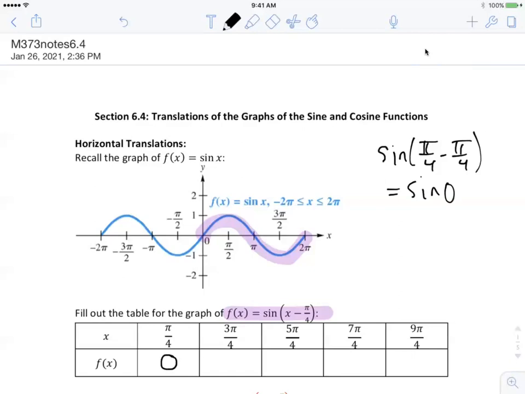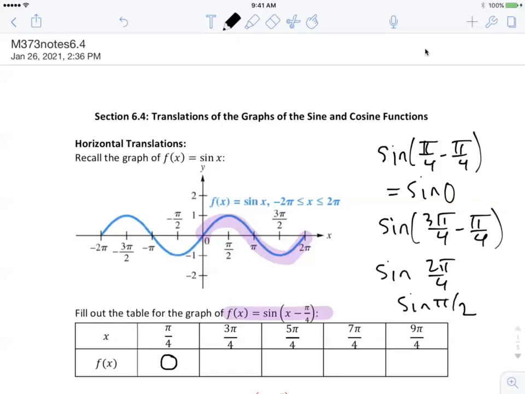For 3 pi over 4, I'm going to do 3 pi over 4 minus pi over 4. And 3 minus 1 is 2, so that's 2 pi over 4, which is sine of, reducing, pi over 2. Pi over 2 is 90 degrees. We're at the top of the unit circle. So at that 90-degree mark, the y coordinate, if you look at it, you'll see that it's equal to 1. Okay. And then I'll go through the rest and just talk through them.